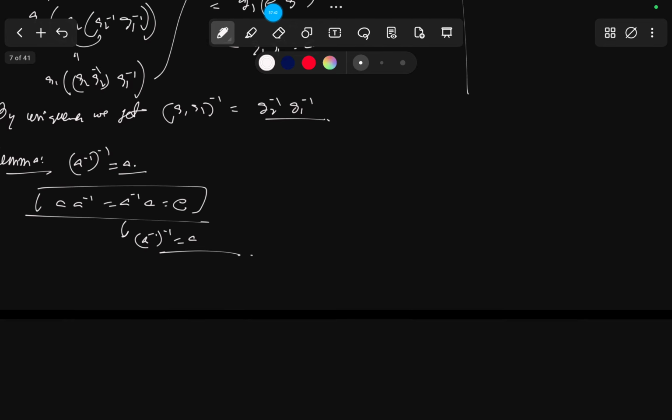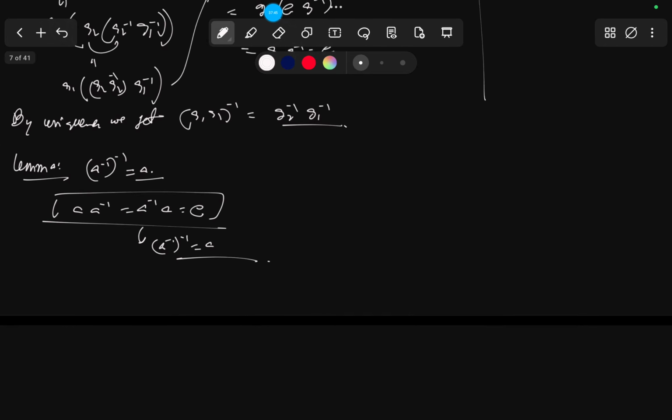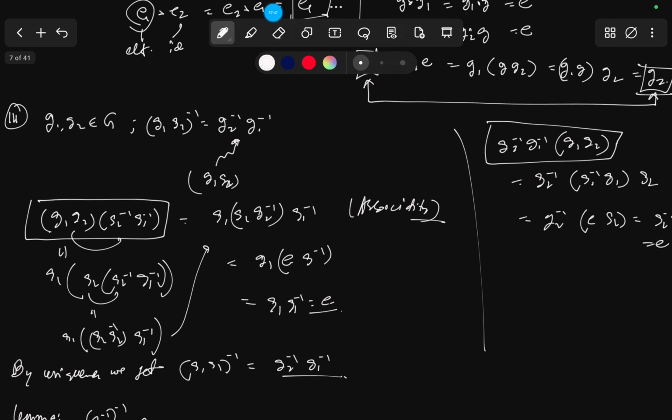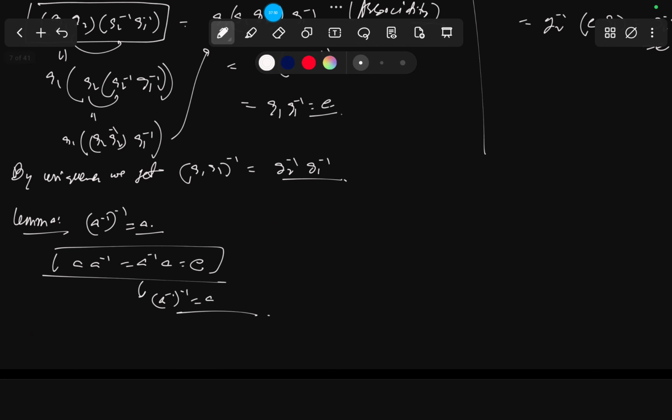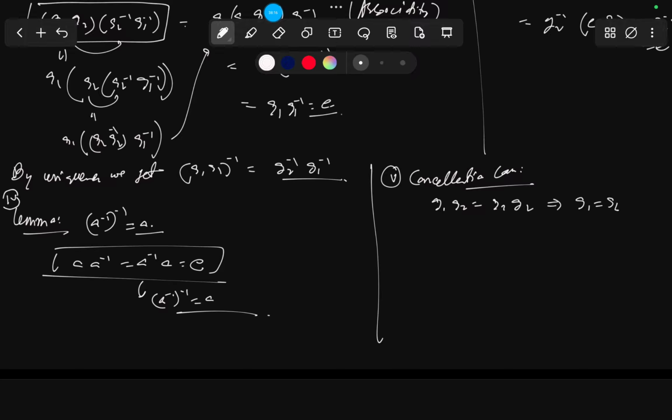Now there is another lemma, lemma 5, the cancellation law. What does the cancellation law say? That if we have g1 g2 is the same as g3 g2, then this will imply g1 is the same as g3.